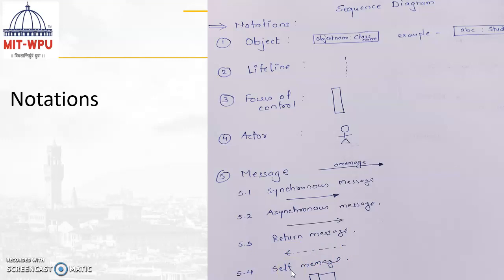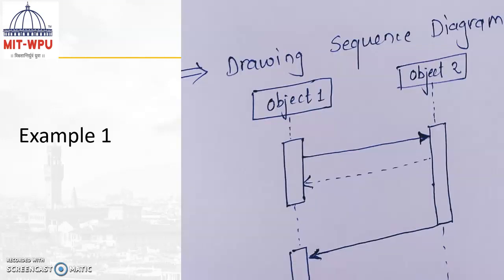When the object itself wants to perform the communication and wants to send a message to himself or herself, the notation is a line followed with an arrow towards the focus of control. So these are the different notations which we can use to draw a sequence diagram.